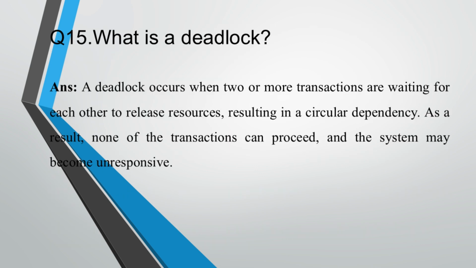What is a deadlock? A deadlock occurs when two or more transactions are waiting for each other to release resources, resulting in a circular dependency. As a result, none of the transactions can proceed and the system may become unresponsive.